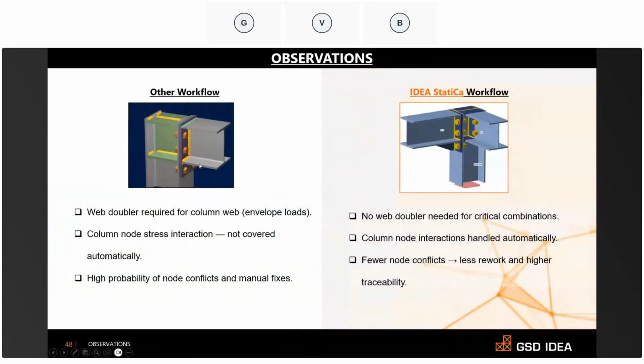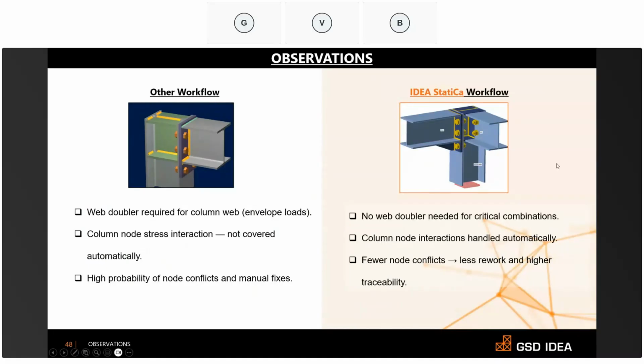As we were discussing, I asked you to remember a point previously, in step 3, where we've added a doubler plate to the column, and we did not add a doubler plate in IdeaStatica. Why is that? That's because in other workflows, we are considering the envelope load cases, which is a max of all the critical load combinations. So obviously we are imposing more loads, the web is stressed out, and we have to stiffen it either by a doubler or a diagonal stiffener. In this case, it's just a doubler.